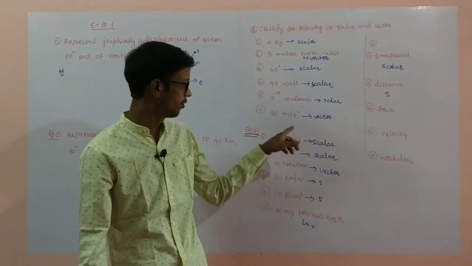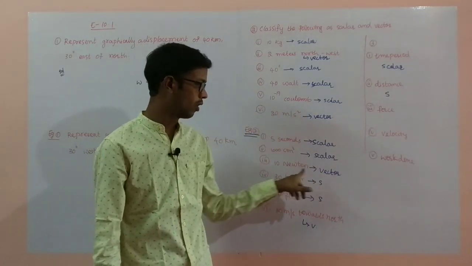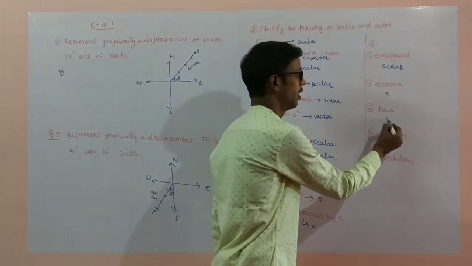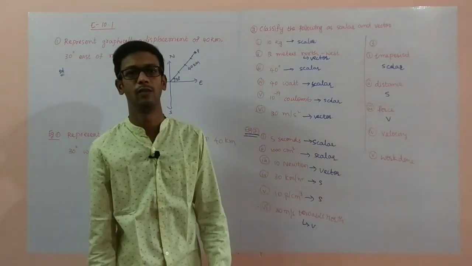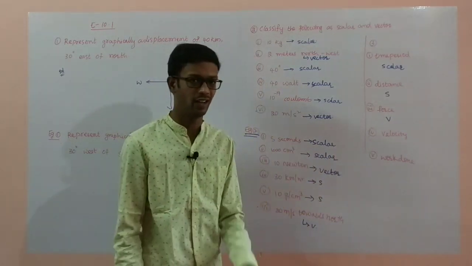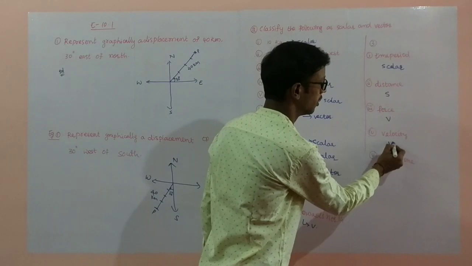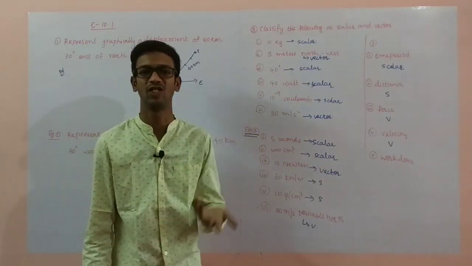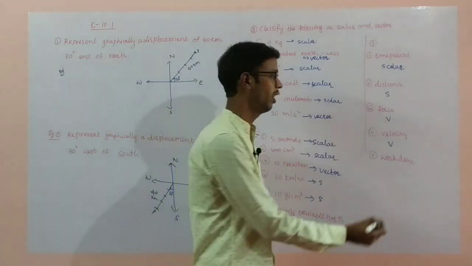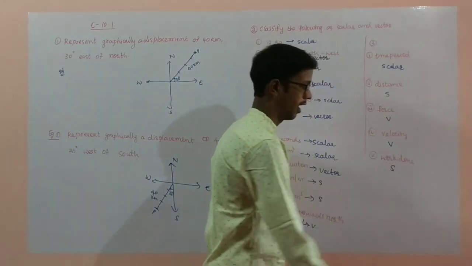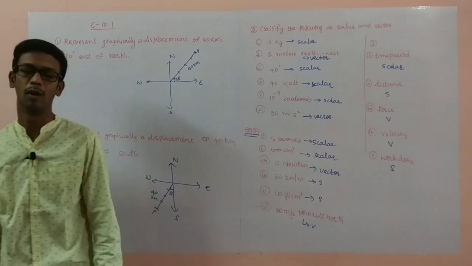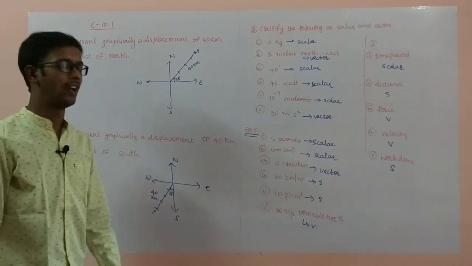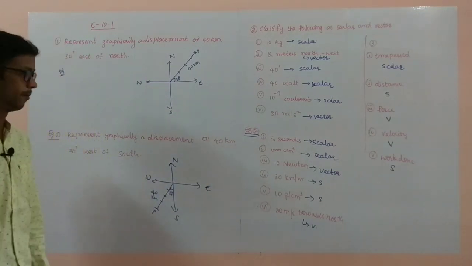Force. Newton is there. We wrote it as a vector. So force is vector. Velocity is magnitude and direction. So this is the vector. Next, work done. Which direction? There is no direction. So that's why work done is scalar. So these are the basic problems on vectors and scalars. Pause the video to note it down.